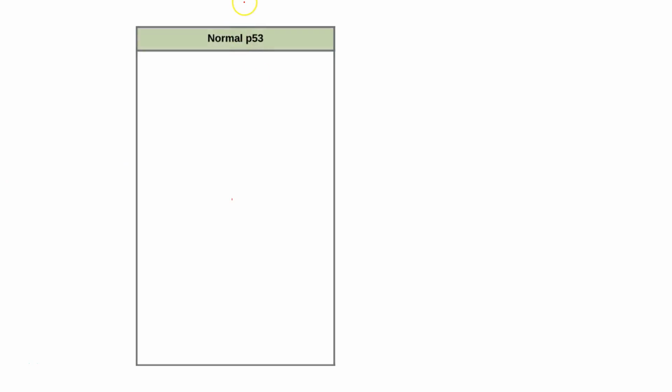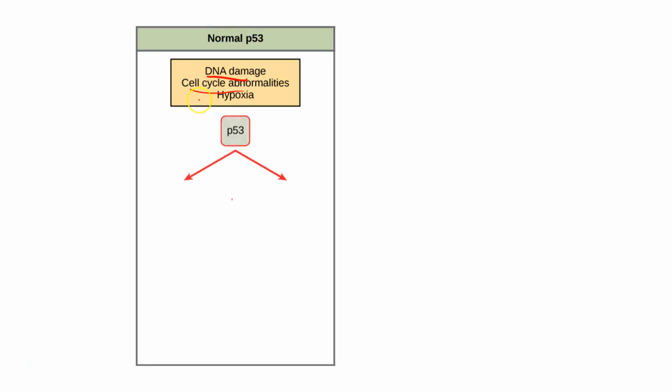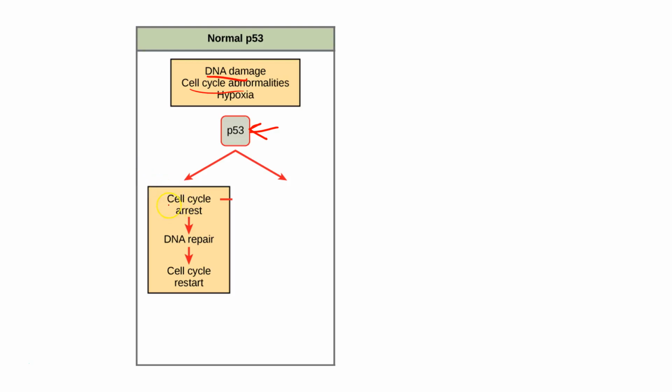Let's say there's a normal p53 gene. Well, if there is any kind of DNA damage or any sort of weird stuff going on with the cell cycle, the p53 gene will code for a p53 protein, and assuming there are no mutations in the gene, that protein is going to be pretty healthy, and so it's going to do its job. Its job is to stop the cell cycle, figure out what's wrong, and try to repair the DNA if it can. If it can't, its job is to just destroy that cell.